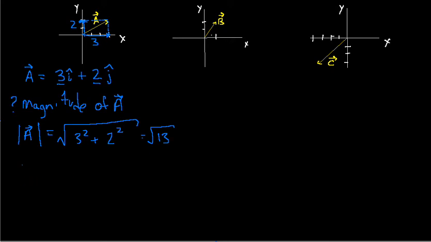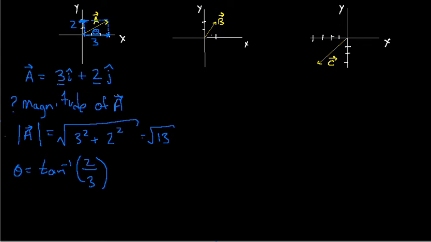What's the angle? Here's our angle here. Angle theta will be the inverse tangent of the j component over the i component, because the j component is the opposite and the i component is the adjacent, and tangent of theta is opposite over adjacent. So the inverse tangent of opposite over adjacent will give us the angle, and that's what we're looking for.